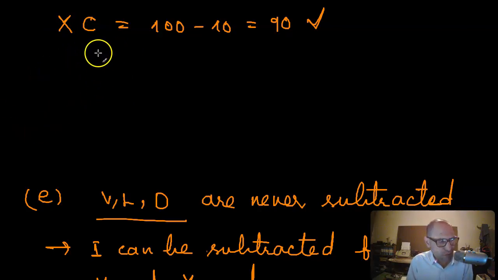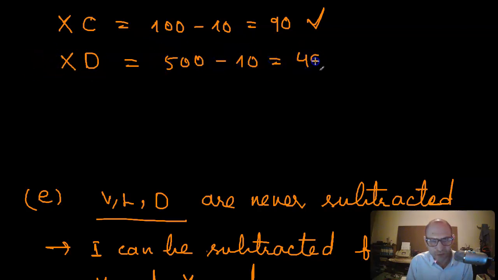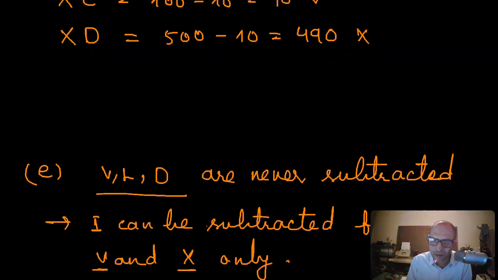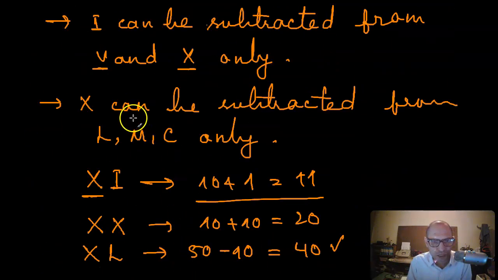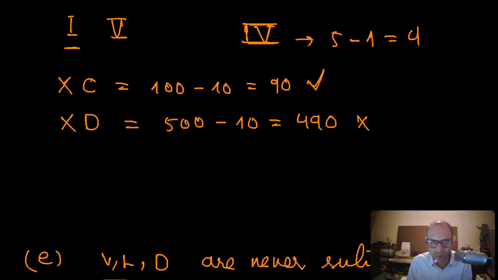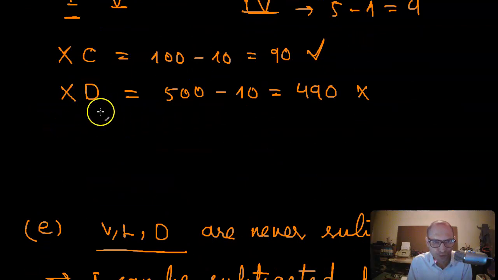Now suppose that you have a D, for example, and put an X over here. The D is a 500 minus a 10, that is 490, but you cannot do this because the rule states that the X can be subtracted only from L, M, and C, but D is not there. So this you cannot do.